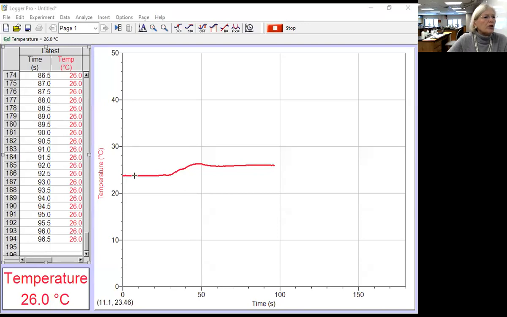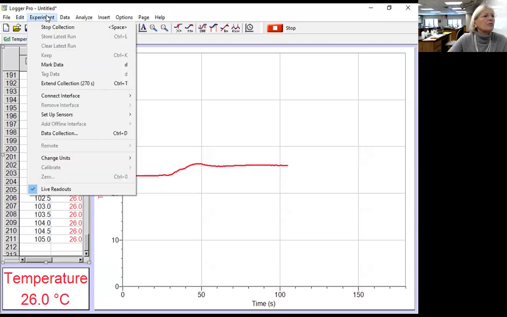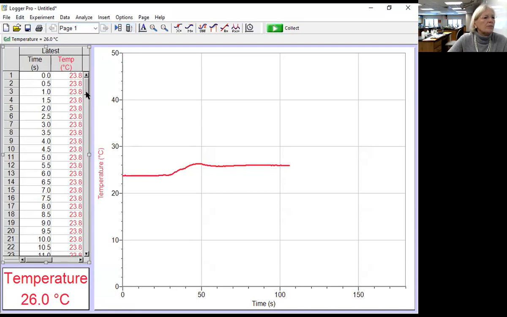Well, first I'll show you that we're going to use 26.0 for our minimum, our initial temperature, and we're going to use, what is our highest?